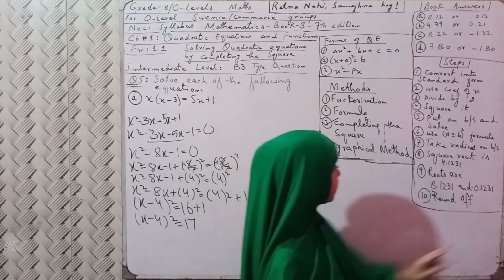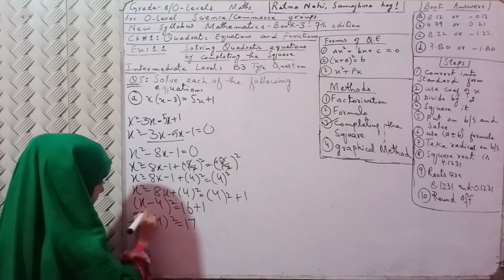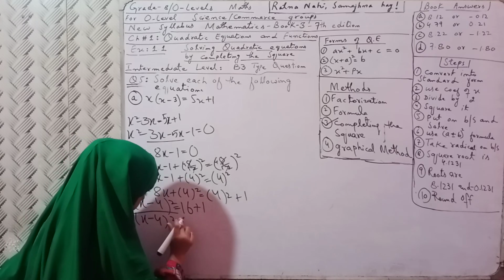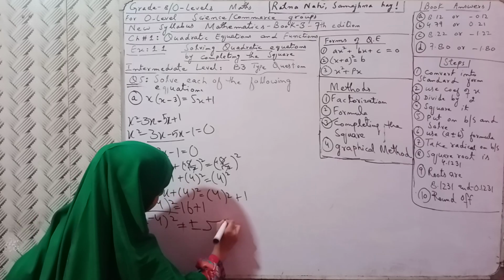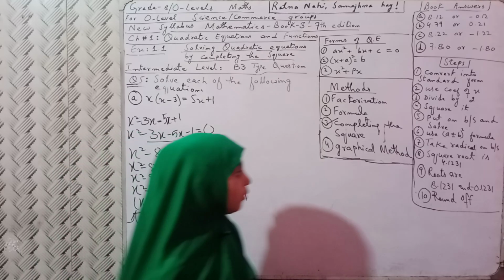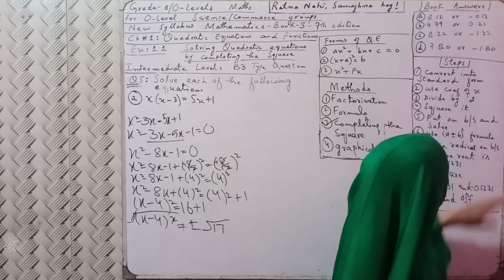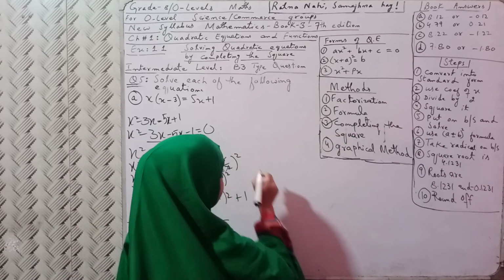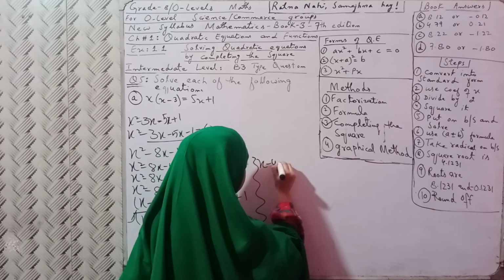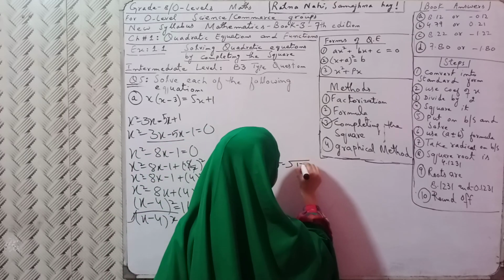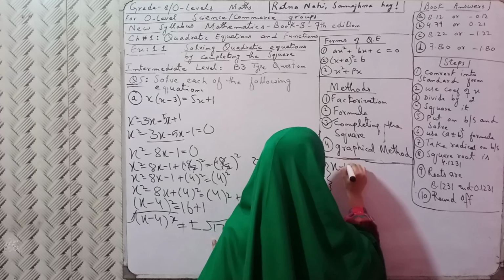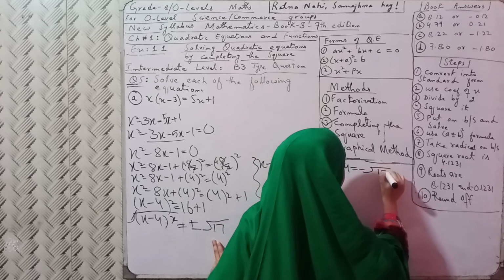Now take radical on both sides. Okay. x minus 4 is equal to plus minus radical 17. Now we can cut this. So now take radical on both sides. Now we will make the two equations. So here will come x minus 4 is equal to radical 17, then x minus 4 is equal to minus radical 17.